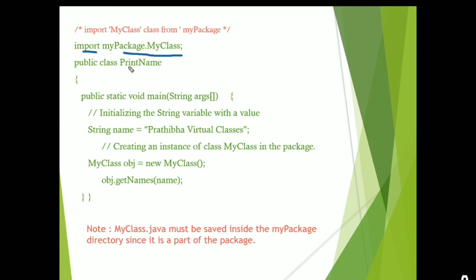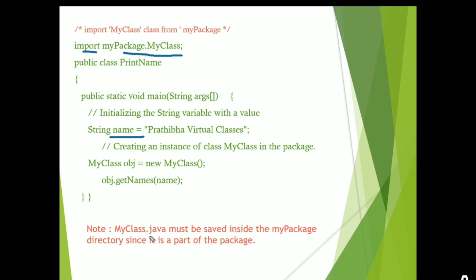Public class PrintName is the class name, and it has the main method. Here I am assigning one string variable, name, with the value Pratibha Virtual Classes. Here I am creating the object of MyClass, because MyClass is imported. We call obj.getName, and the string variable I created can be passed as the argument for the MyClass method getName. Then it displays the message Pratibha Virtual Classes.